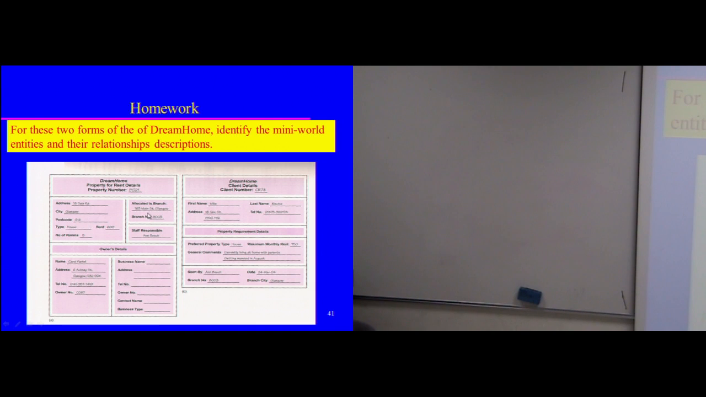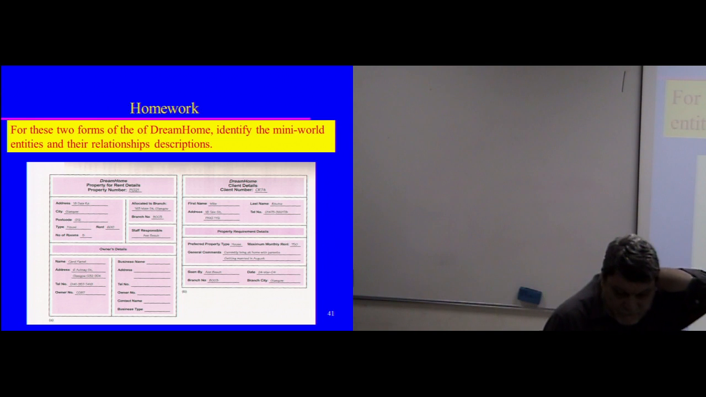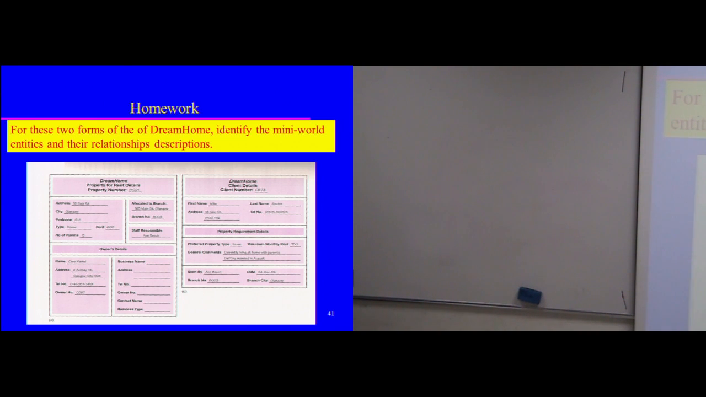The form is made of many sections, as you see. So first of all, out of this we have property number. So every property has a number. Clear? What else? The property for rent has an address, city, postcode, type, rent, and number of rooms. So it looks like we have identified our first entity in the database. What is it? What is the first entity we can see out of this form? The property for rent.